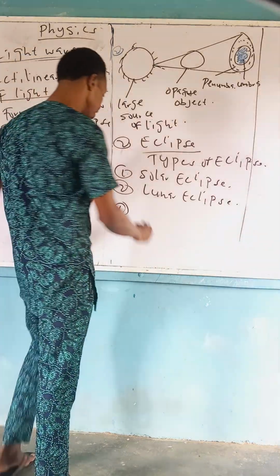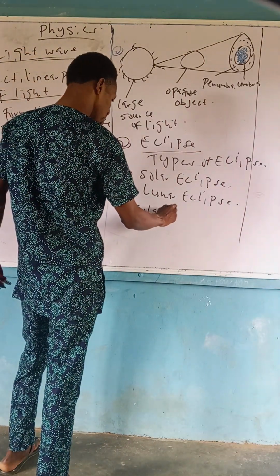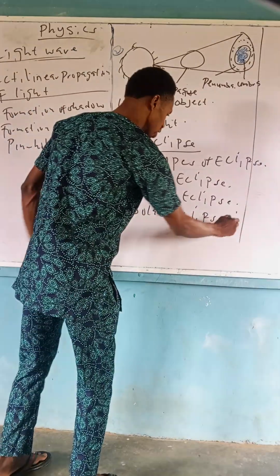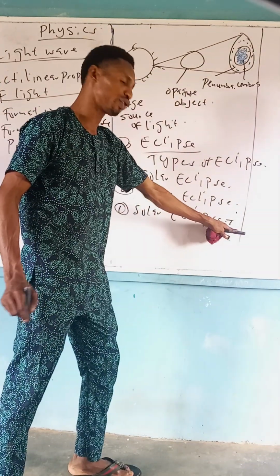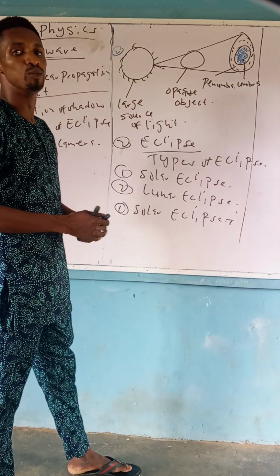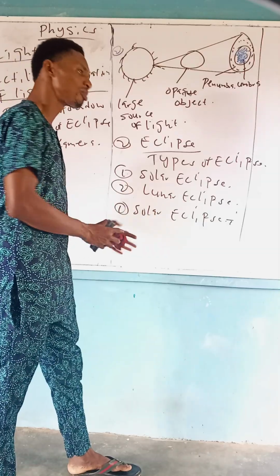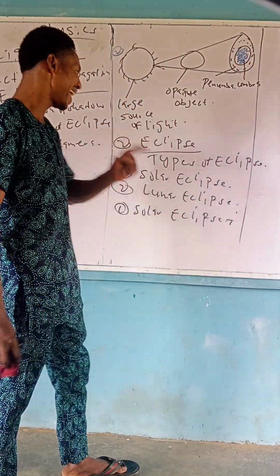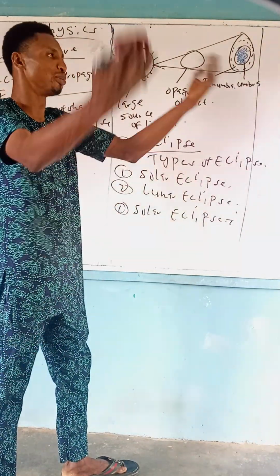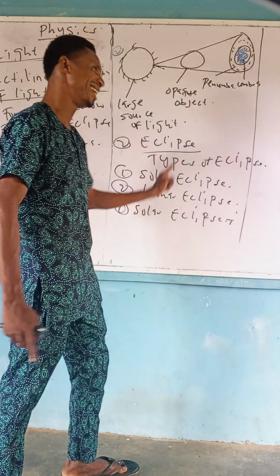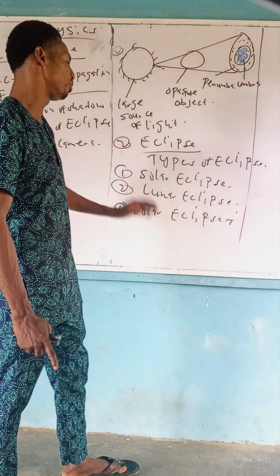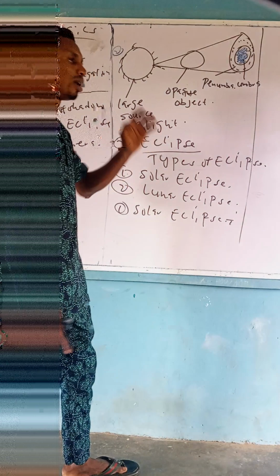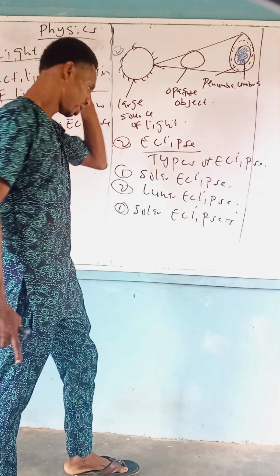Number 1, solar eclipse. Please take a look now. Solar eclipse occurs when the moon comes in between the sun and the earth. When does a solar eclipse occur? A solar eclipse occurs when the moon comes in between the sun and the earth. And take note, solar eclipse is also known as eclipse of the moon.